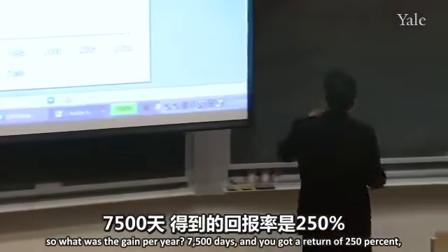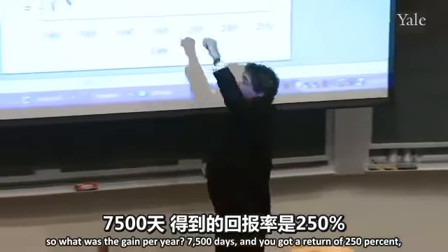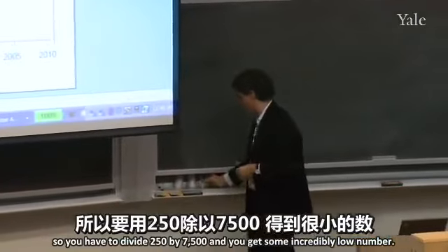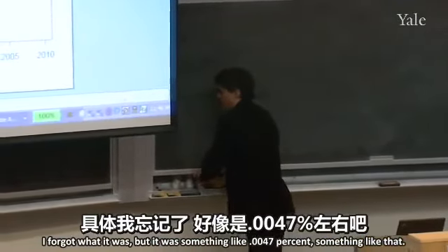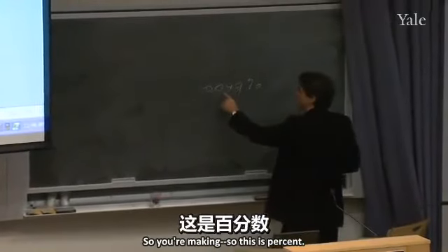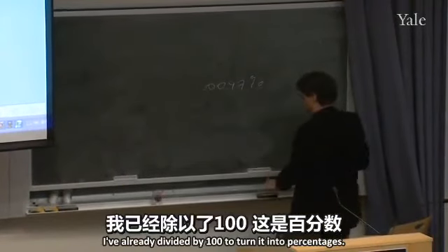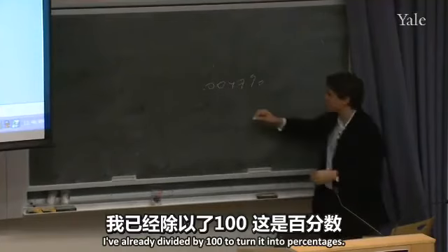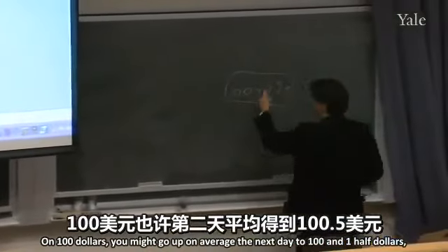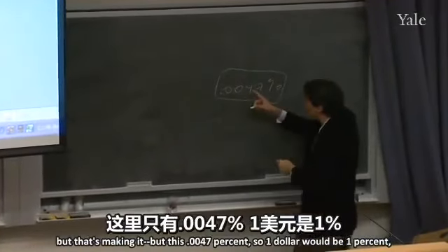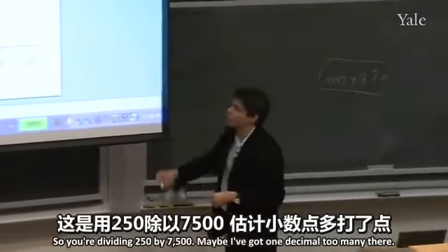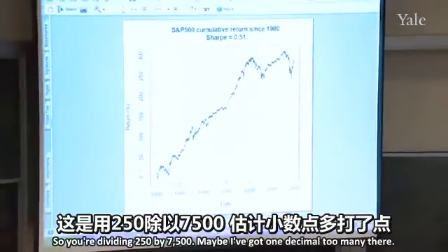So what was the gain per year? 7,500 days, and you got a return of 250%. So you have to divide 250 by 7,500, and you get some incredibly low number. I forgot what it was, but it was something like 0.0047%, something like that. I've already divided by 100 to turn it into percentages. So you make a tiny return. On $100, you might go up on average the next day to 100 and a half dollars. But this is 0.0047%. So you're dividing 250 by 7,500. Maybe I've got one decimal too many there. So this is a tiny number.